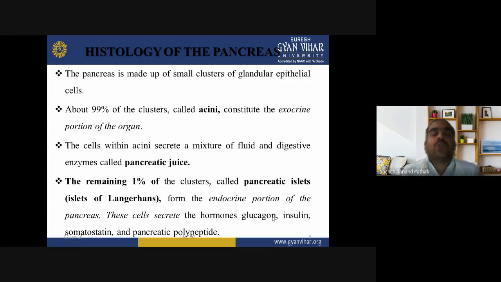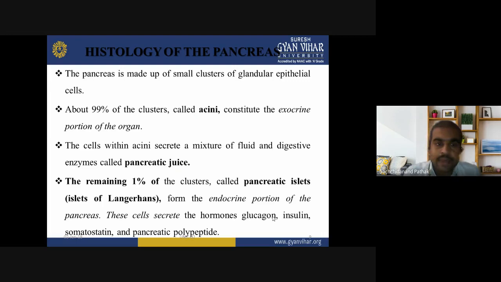Now it is the histology of the pancreas. It will help us in today's topic because we know the pancreas is made up of clusters of glandular epithelial cells. Two types of cells are there: the acini cells and the islets of Langerhans, or you can say the pancreatic islets.